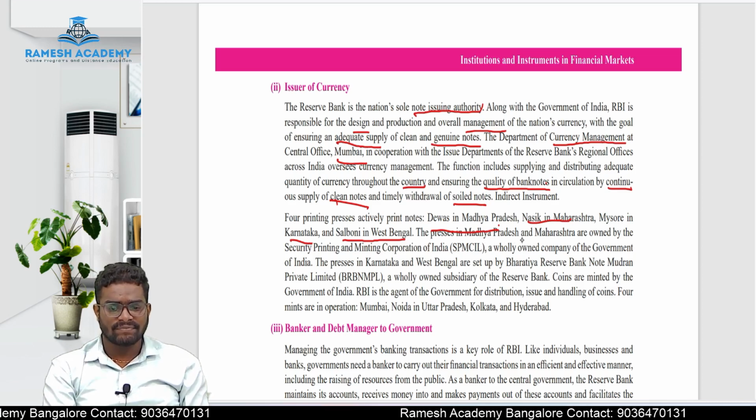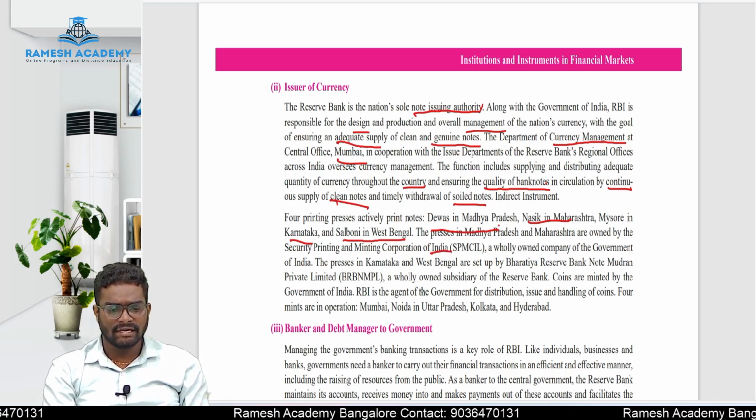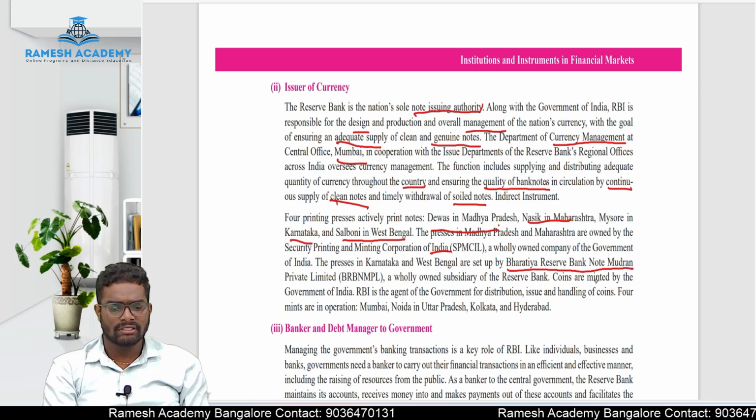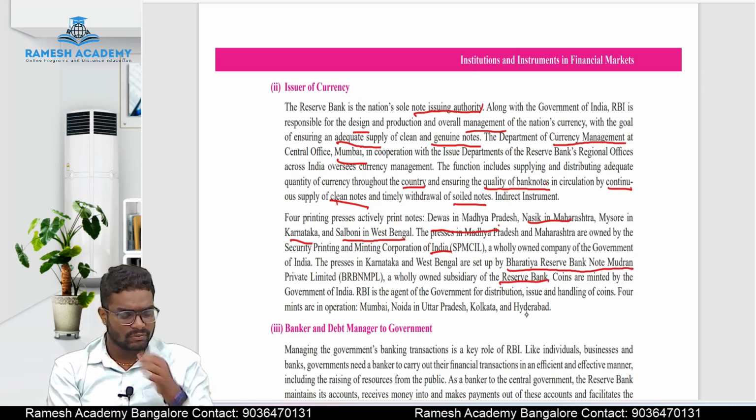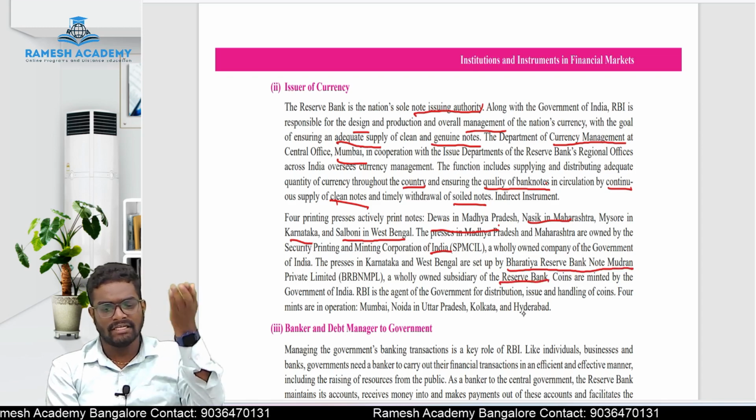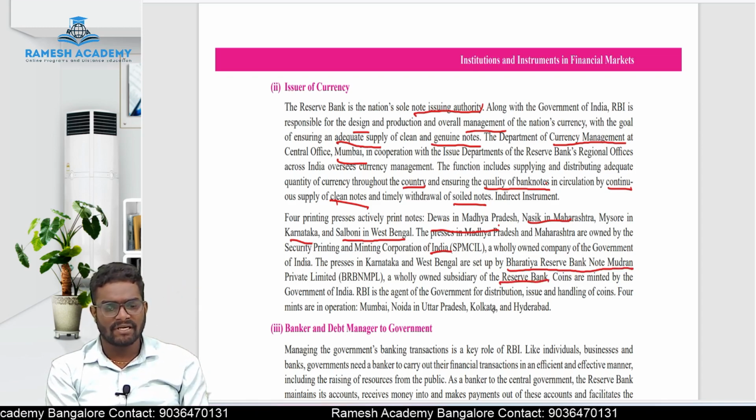The presses in Madhya Pradesh and Maharashtra are owned by Security Printing and Minting Corporation of India, a wholly owned company of the Government of India. The presses in Karnataka and West Bengal are set up by Bharatiya Reserve Bank Note Mudran Private Limited, a wholly owned subsidiary of RBI. So it is the wholly owned subsidiary of RBI, and the former is the wholly owned company of the Government of India.